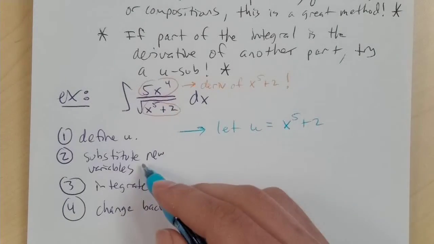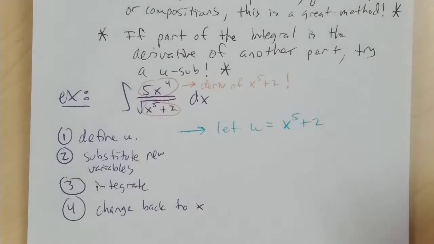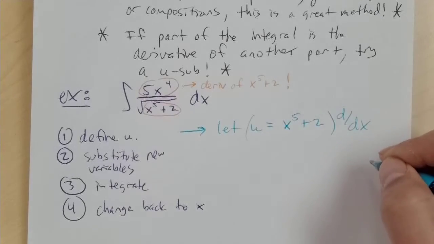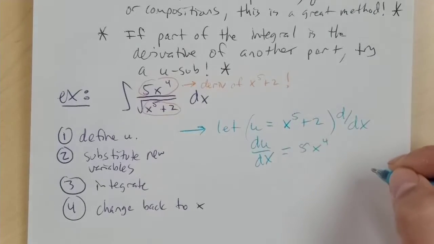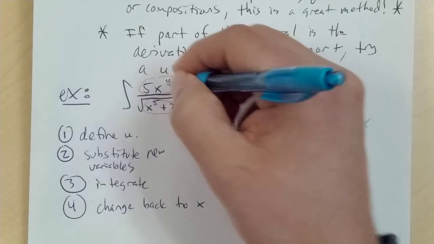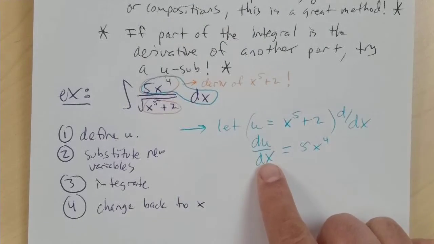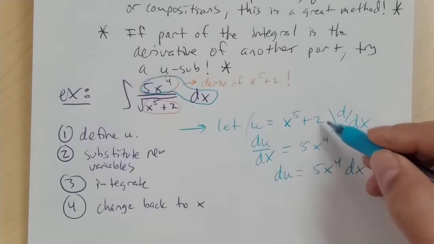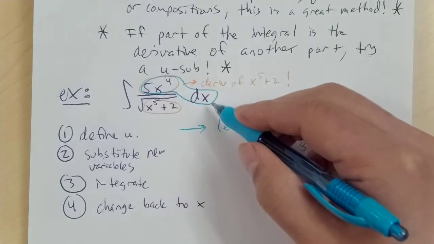The second step is we're going to have to substitute new variables. Okay, in order to do that, we're going to take the derivative of this equation. So we're going to apply d dx. And when you do that, you get du dx equals 5x to the 4. Okay? And notice what I need right here. I have 5x to the 4 dx. If I move the dx to the other side, I have exactly the same thing. So I've just, with this substitution, I've established that du is exactly 5x to the 4 dx.